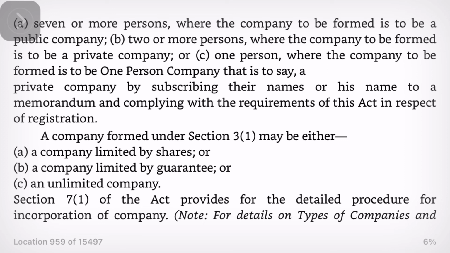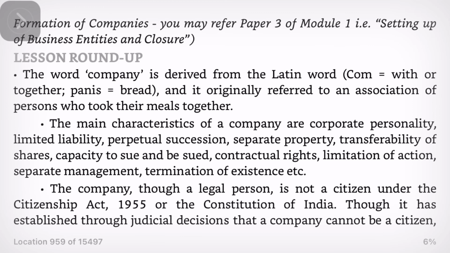Or C. 1 person, where the company to be formed is to be a one-person company, that is to say, a private company, by subscribing their names or his name to a memorandum and complying with the requirements of this Act in respect of registration. A company formed under Section 3(1) may be either A. a company limited by shares, or B. a company limited by guarantee, or C. an unlimited company. Section 7(1) of the Act provides for the detailed procedure for incorporation of a company. Note: for details on types of companies and formation of companies you may refer to Paper 3 of Module 1, i.e., Setting up of Business Entities and Closure. Lesson roundup.